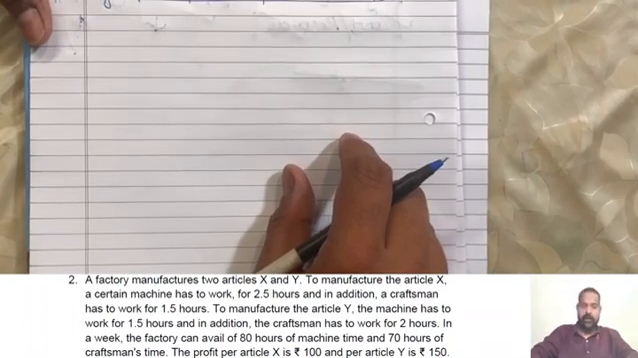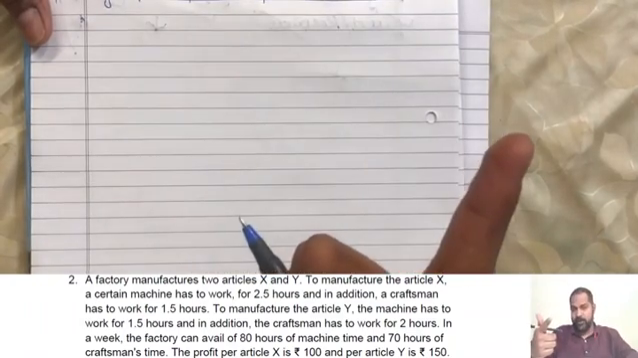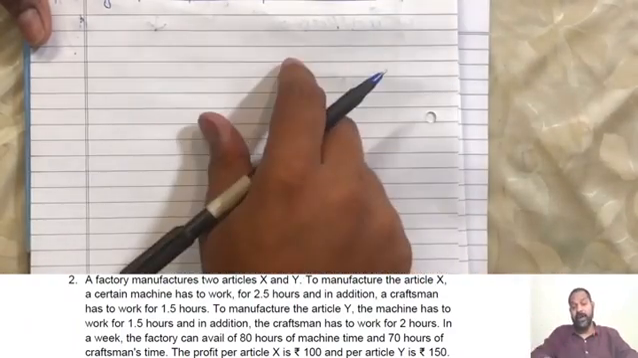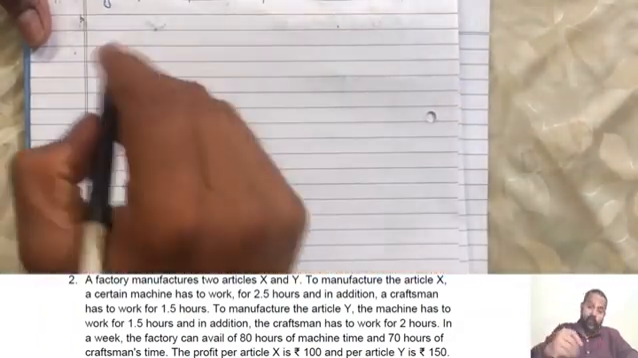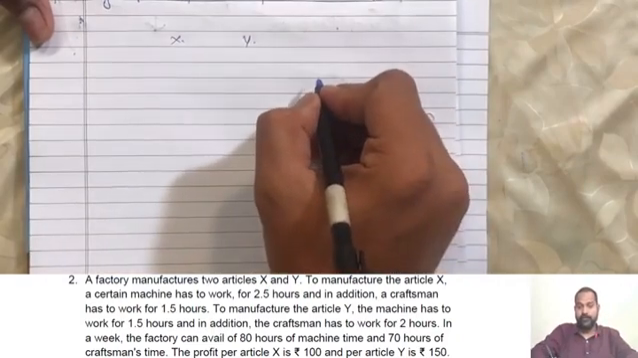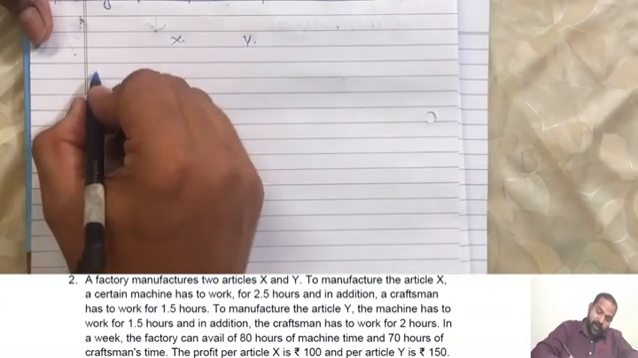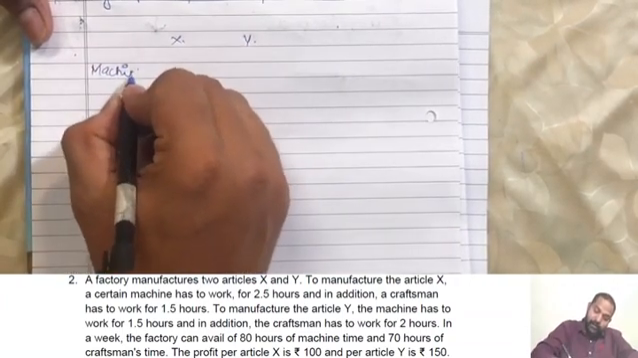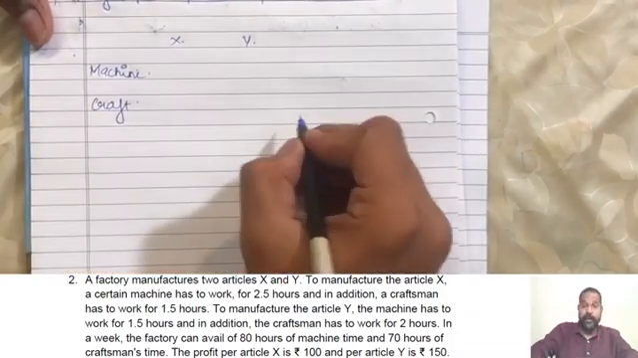Formulate to maximize profit. So I read X and Y as my products that give me profit, and machine and craftsman time which are my limited resources. Once I read that, whoever's profit has to be maximized has to be written horizontally. And whatever resources are available, for example, machine time and craftsman time, have to be written vertically.